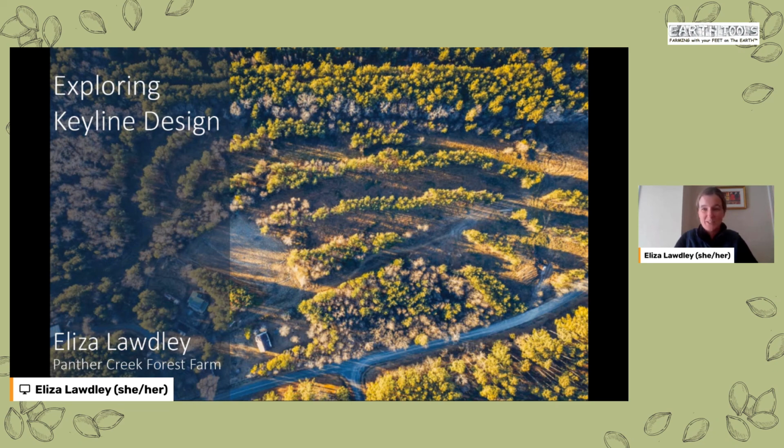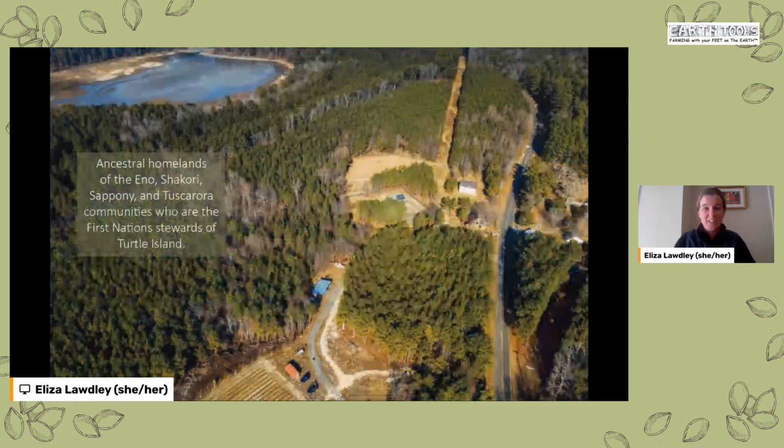So this image is of Panther Creek Forest Farm. We are located in Durham, North Carolina, kind of in the central part of the state. And this is our 7th CFSA conference. So big thank you again to CFSA for hosting. We have learned a ton, both from CFSA, all their supporters, and folks attending the conferences over the years. I also want to acknowledge that we are on the ancestral homelands of the Shakori, the Eno, the Saponi, the Tuscarora communities, who are the First Nations stewards of Turtle Island and this part of present-day Durham County.